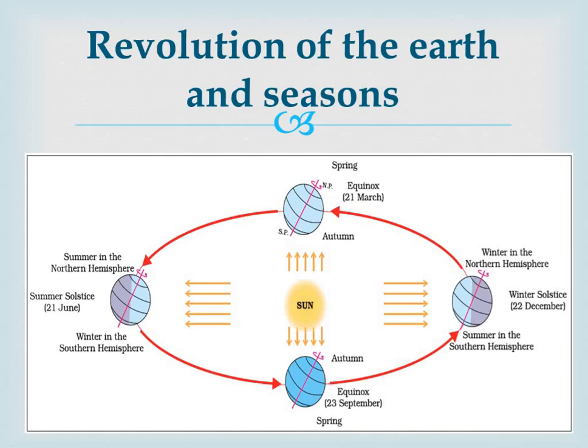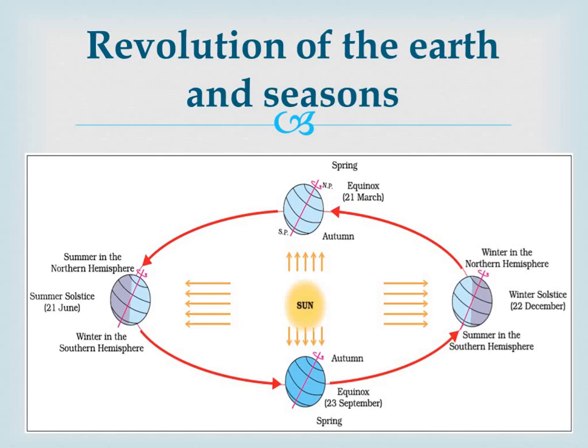Here no pole is tilted towards the sun, as we discussed in the summer solstice and winter solstice. There the north pole was tilted, or the south pole was tilted, but here no pole is tilted towards the sun. The direct rays of the sun fall on the equator, and the complete earth has equal days and equal nights, that's why this position is known as equinox.